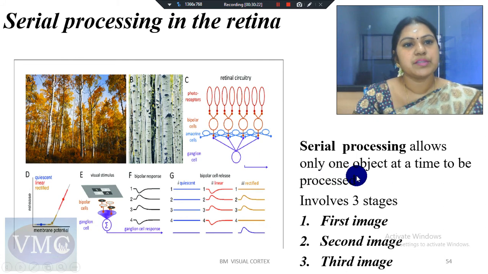Now we will look into serial processing of the retina. That means the object or the image is analyzed sequentially, allowing only one object at a time to be processed. It involves 3 stages: first image, second image, and third image.